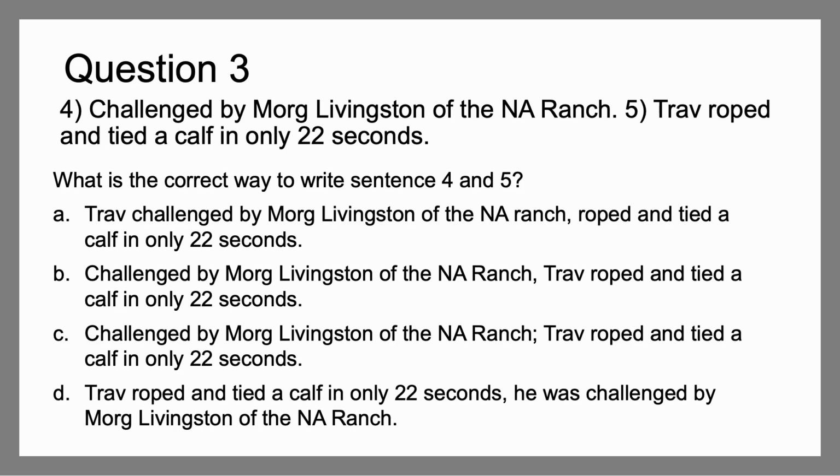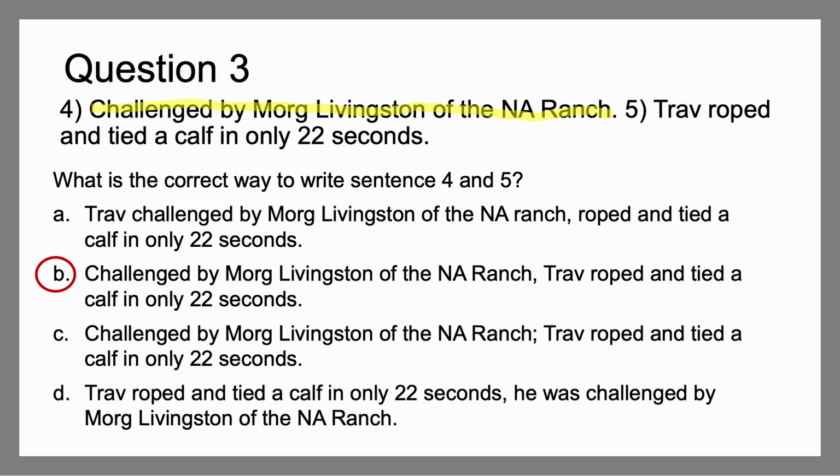All right, welcome back. Let's take a look. What is the correct way to write this sentence? It's B. "Challenged by Morg Livingston of the NA Ranch," comma, "Trav roped and tied a calf in only 22 seconds." Some of you caught that this beginning portion was a dependent clause. It's not a complete sentence. There's no subject here, right? Who challenged Morg Livingston? The NA Ranch did, but it's not correct, right? Your subject comes before your verb. So I could change it. I could say the NA Ranch challenged Morg Livingston, or Morg Livingston challenged the NA Ranch. Excuse me, I got that a little bit backwards.